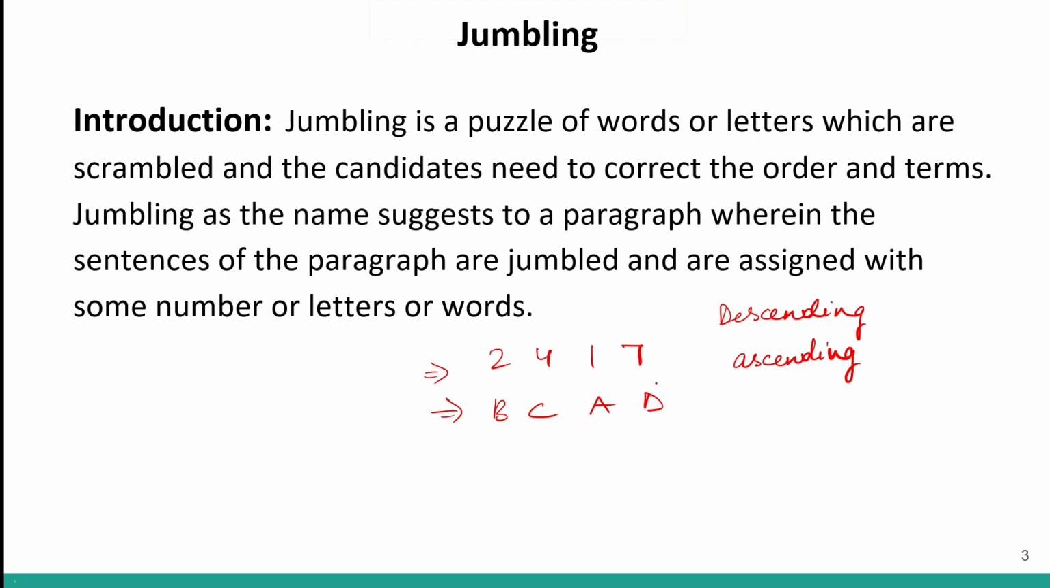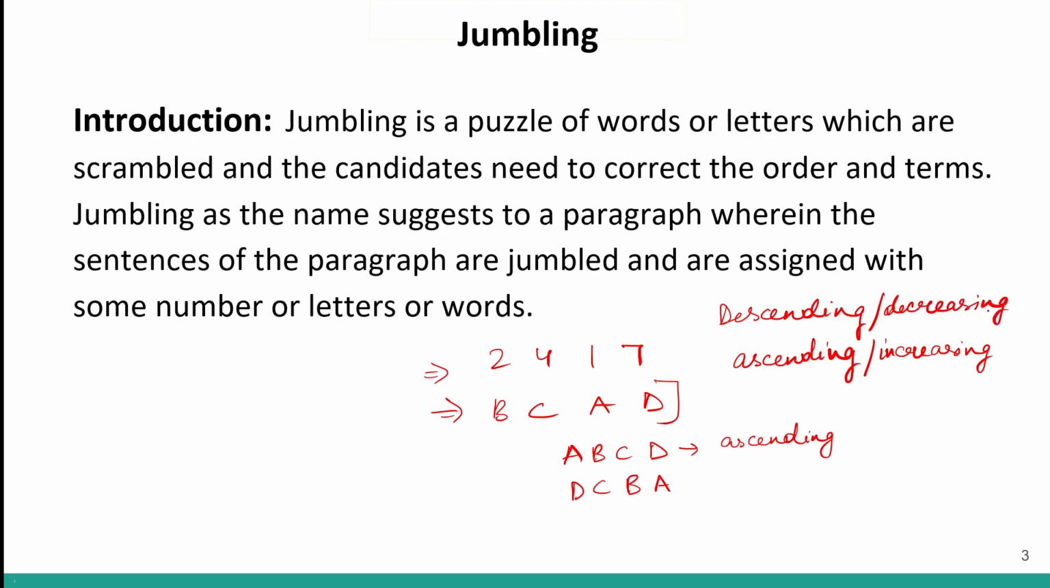If I write this as A, B, C, D, or if I write it as D, C, B, A, this is what? This is ascending order or increasing order. This we all studied in school, right? And this means decreasing order. So this is ascending order and this is descending order.